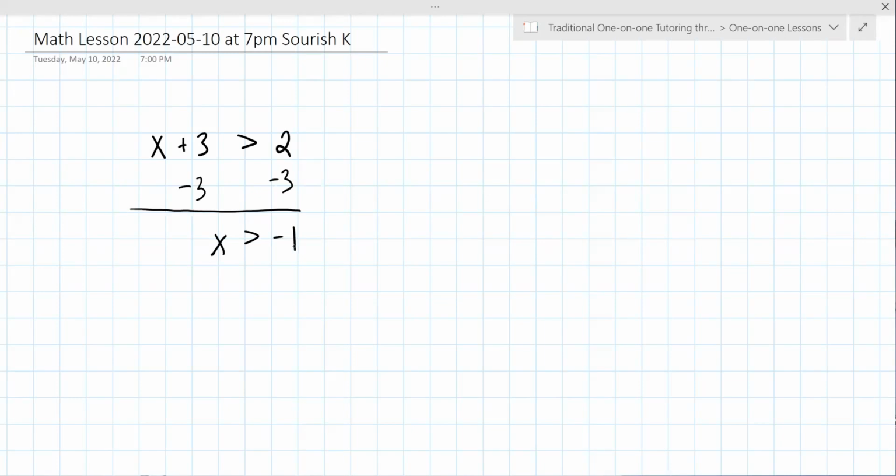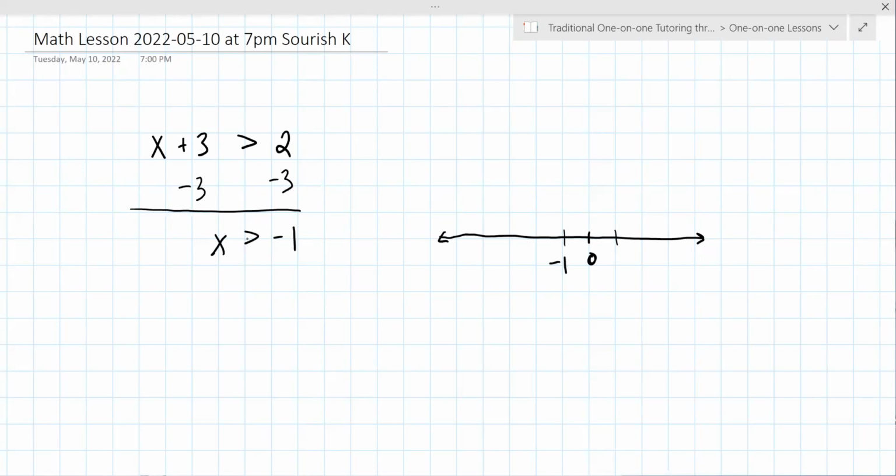Okay. Now on a number line, if this is 0, where is negative 1? Is it to the right or to the left of 0? To the left. So here's negative 1.